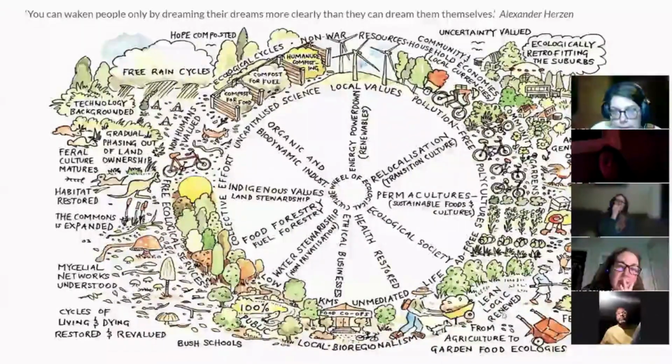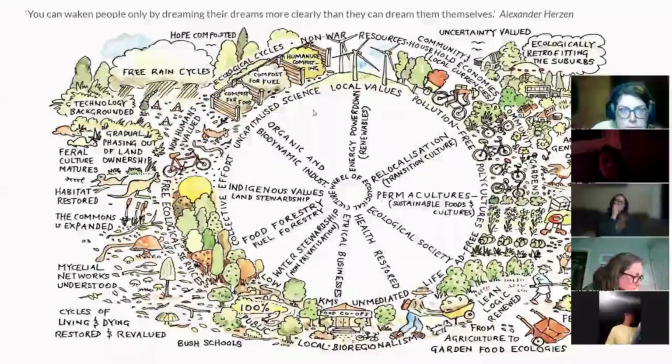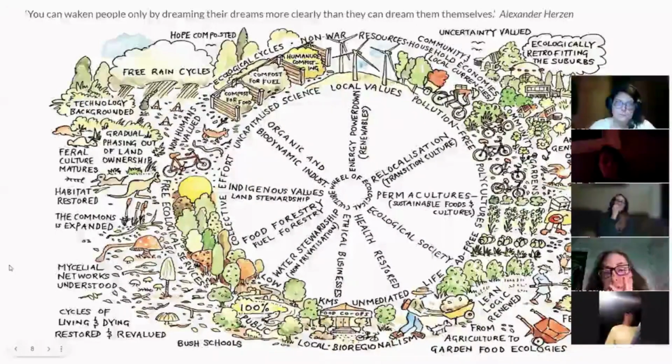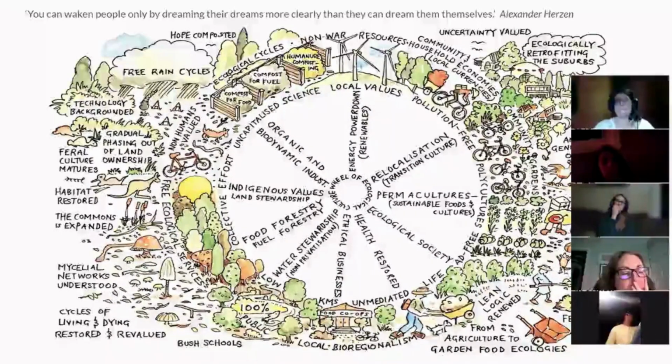Kind of looks like, with the wind and the compost on there, use and value renewable resources, maybe? Habitat restored. That makes sense. Free rain cycles. Hope composted. Yeah, that really aligns. That's cool. I could get lost in this.